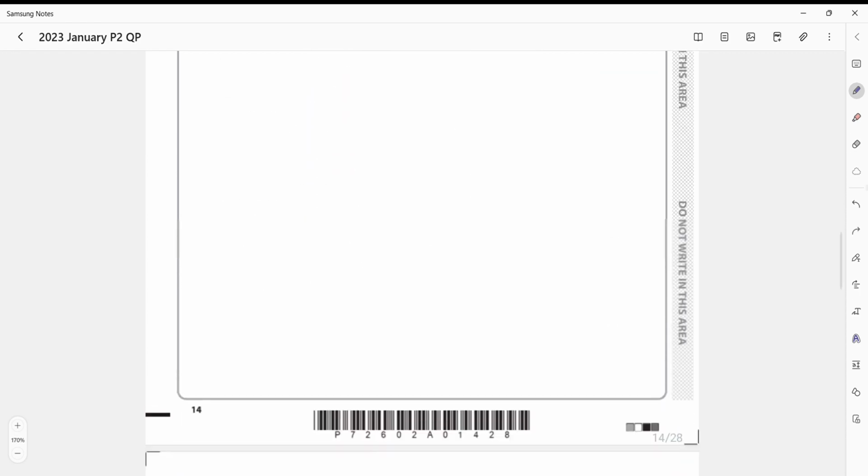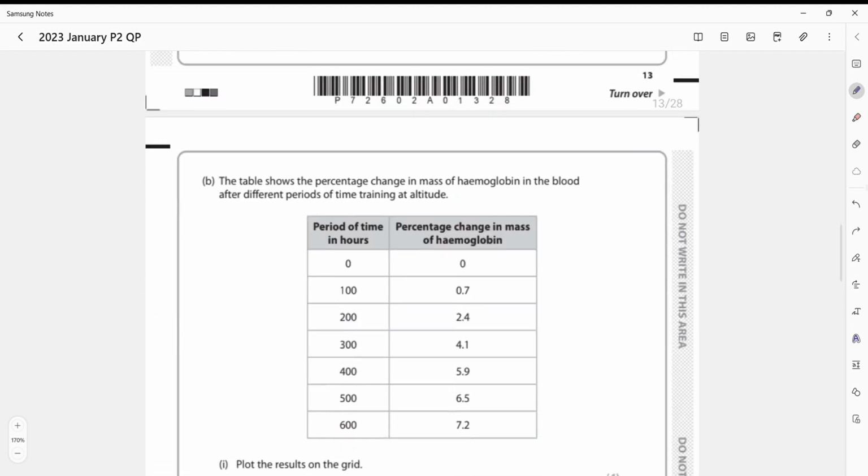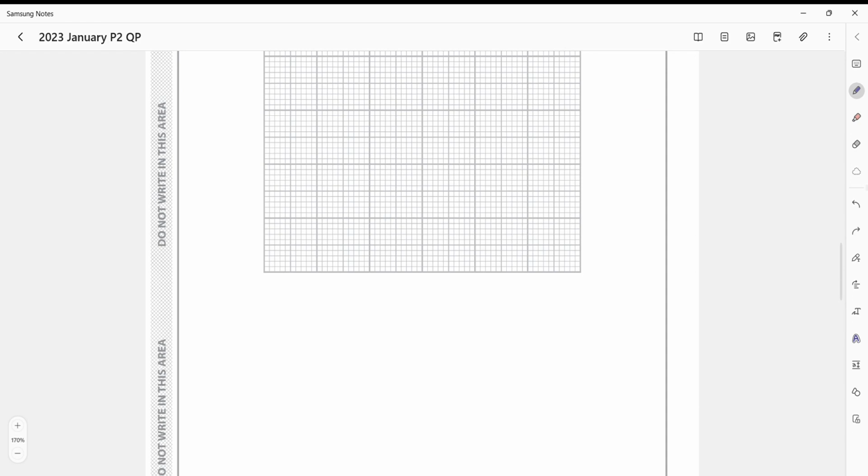So the longer you train, the higher the percentage change in mass of hemoglobin is. So let's plot that on the other page. This is going to be a little tricky. The x-axis would be the period of time in hours because that's the independent variable, and the y-axis would be the percentage change in mass of hemoglobin. The largest number for this is 600, so I'm going to split this up to 600. This is 0, 100, 200, 300, 400, 500, and 600.